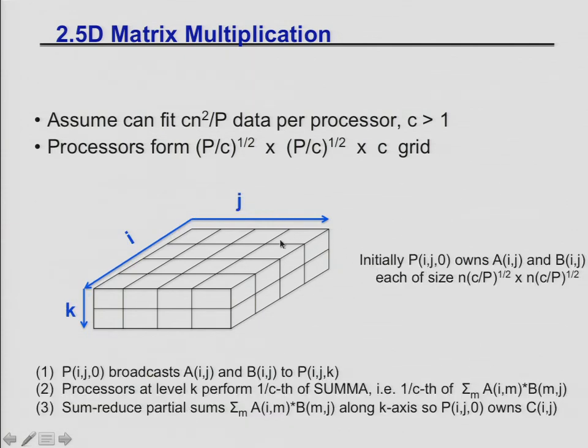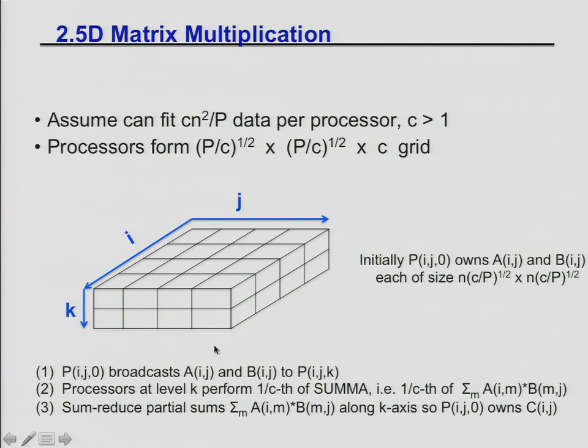Initially, let me number the processors by their coordinates, i by j by k. So there's processor ij0, that's the top row. Each of these processors is going to own a square submatrix, and that submatrix is going to be c times as big. So there's where I'm going to use the extra memory. So it's a 3-step algorithm. At the first step, each of these processors broadcasts its copies of A and B down. So every column of c processors is going to redundantly own A and B.